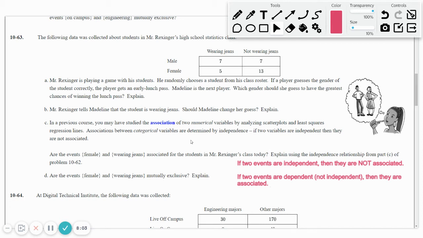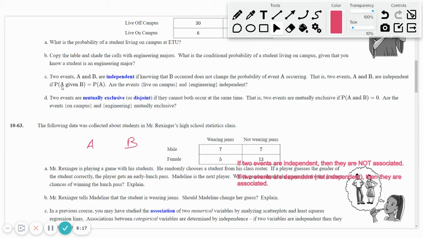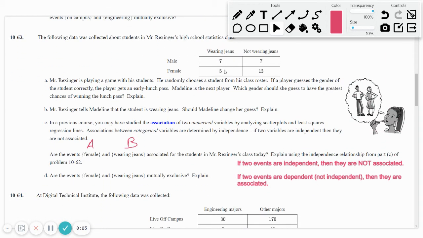So if we were trying to figure out whether two events are independent or not, the probability of female is event A, and the probability of wearing jeans is event B. Remember from the previous question, they are independent if the probability of A given B is equal to the probability of A. So I need to fill out the rest of this table. We have 7 plus 7, which is 14. 5 plus 13 is 18. So in total, we have 32 students in this class. People that are wearing jeans is 12. People that don't wear jeans is 20.